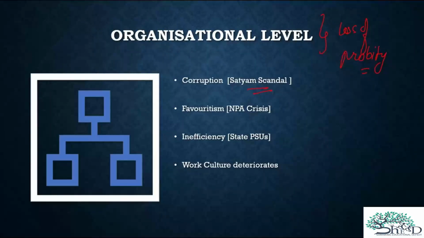Okay, we will study it in the last unit. So Ramalinga Raju did not follow corporate ethics, right? Then we have seen the NPA crisis. This is due to the bank crisis, like the PNB fraud, the Nirav Modi case, right? Favoritism leading to banking crisis, right? We have seen the banker example, right?